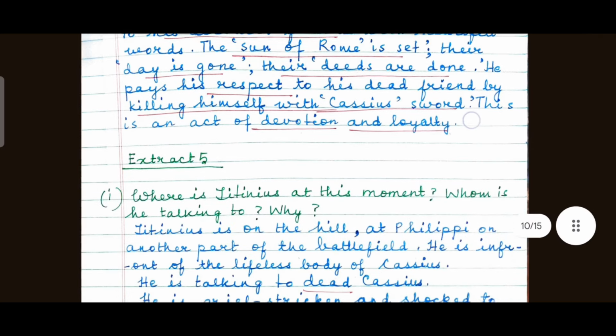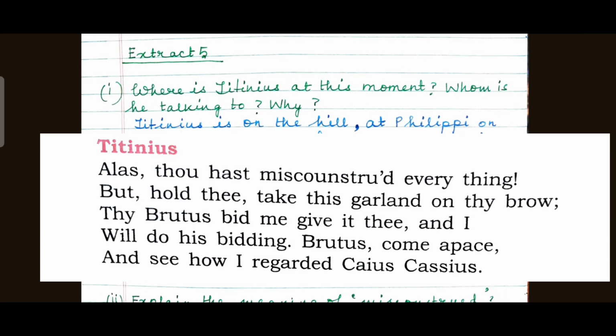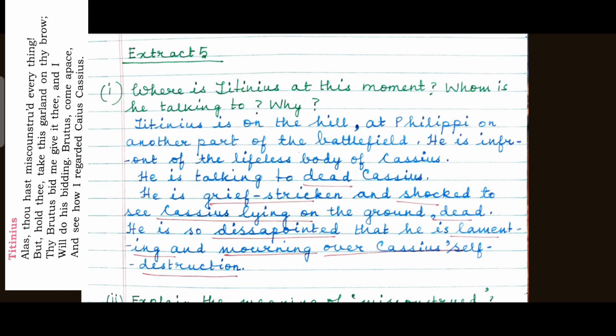Now, extract 5. Where is Titinius at the moment? At this moment, Titinius is on the hill at Philippi on another part of the battlefield. He is in front of the lifeless body of Cassius. And whom is he talking to? He is talking to dead Cassius. Why? He is grief-stricken and shocked to see Cassius lying on the ground dead. He is so disappointed that he is lamenting and mourning over Cassius's self-destruction.